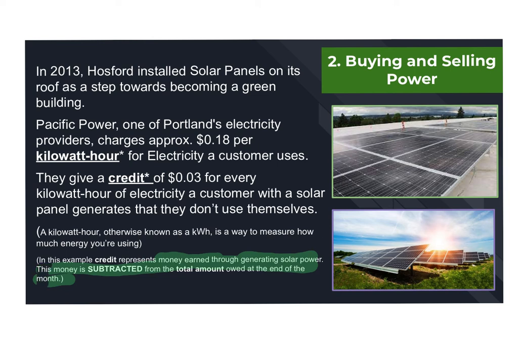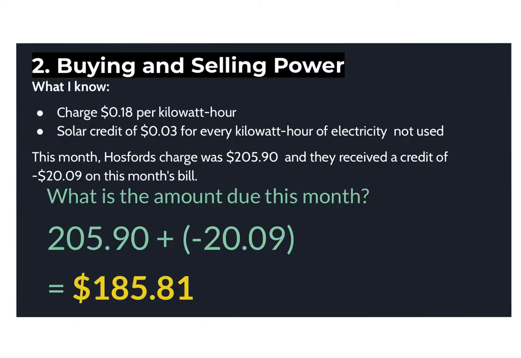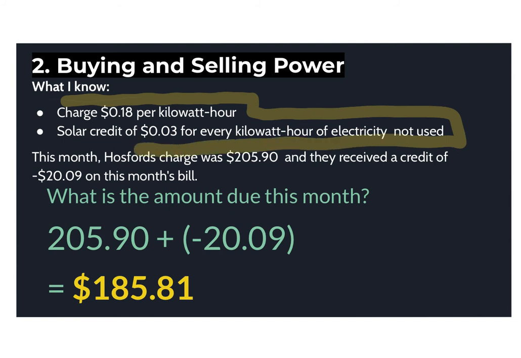So if you have a credit, that is money you don't have to pay. Yay! Okay. Let's check out the problem. All right, so first thing I wrote down is always looking for what it is that we know. So we know that we are being charged 18 cents per kilowatt hour and that we're getting a credit of 3 cents per solar kilowatt hour we've generated. And this first question is just asking us, this month, Hosford's charge was $205.90, and they received a credit of negative 20.09 on this month's bill. What is the amount due this month?